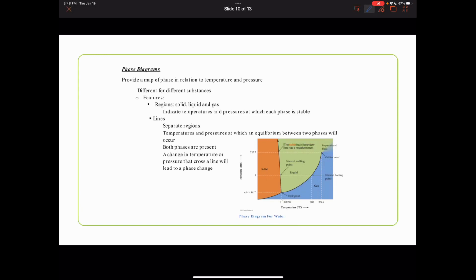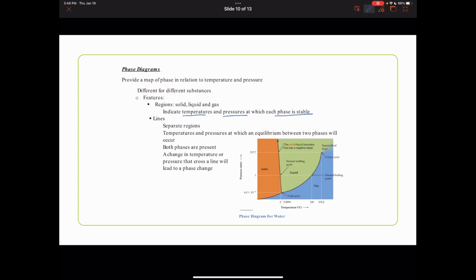To continue our discussion of phases and ways of charting phases, the next type of diagram we can look at are phase diagrams. Now, a phase diagram essentially provides a map of phase in relation to temperature and pressure. It's going to look different for every substance, but we're going to have common features. These features are going to include regions. We're going to have regions for solid, liquid, and gas that indicate temperatures and pressures at which each phase is stable.